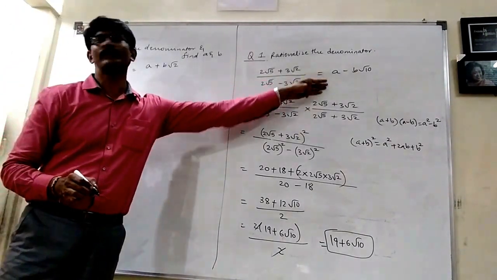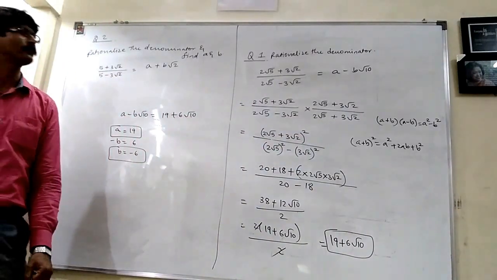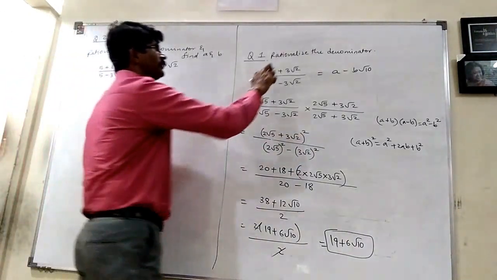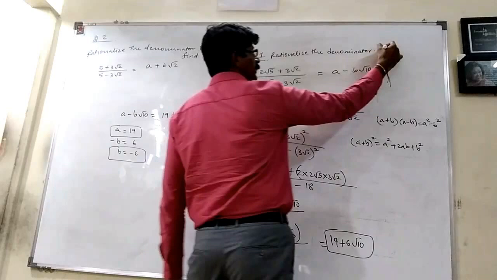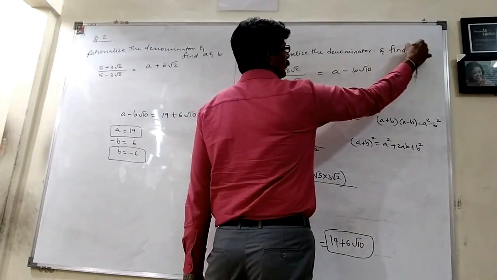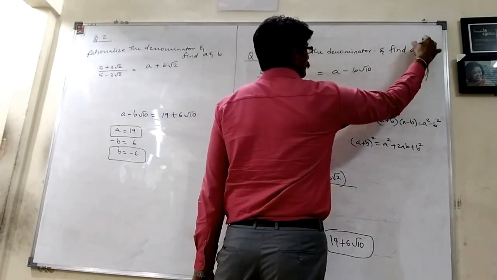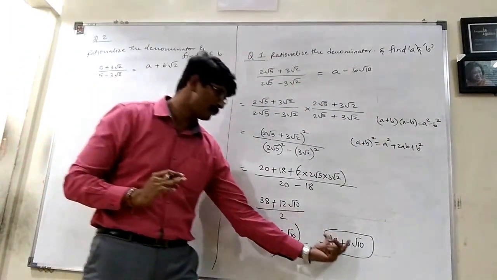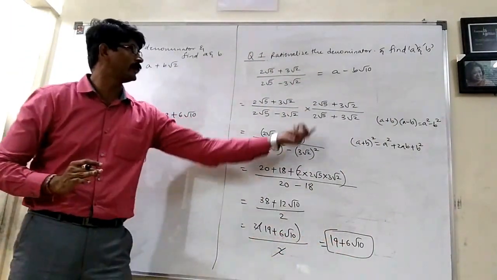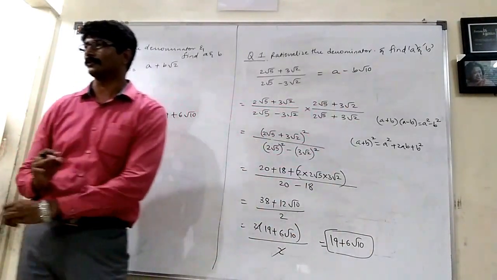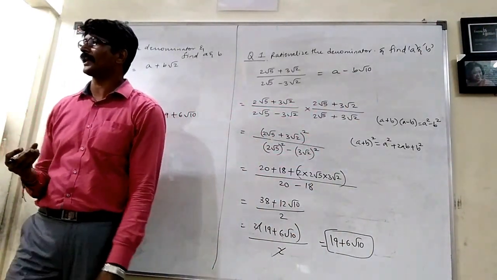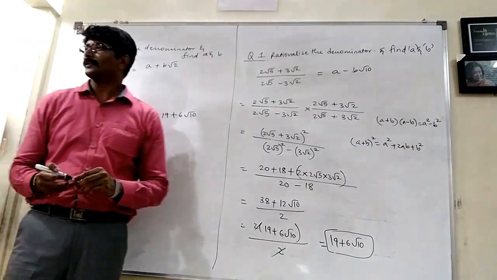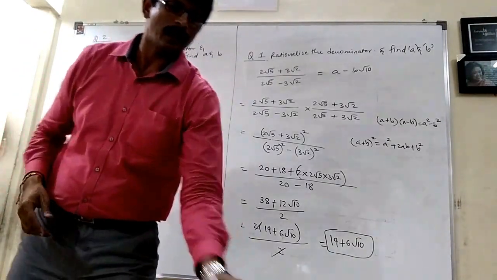In case it is given that way, you will be able to find the values of a and b. So in that case, what will be the question? Rationalize the denominator and find a and b. Do you have to do something big? No. You just have to compare your rationalized denominator with the RHS, and then you are going to get the value of a and b. Let me give another example and teach you how it can be done.